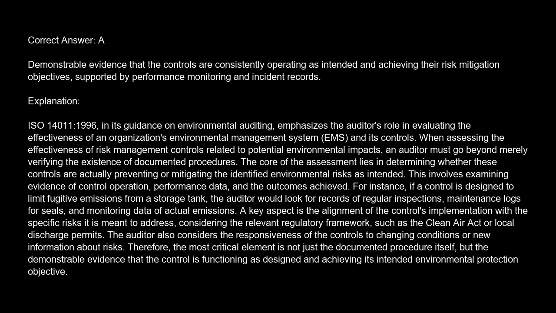A key aspect is the alignment of the control's implementation with the specific risks it is meant to address, considering the relevant regulatory framework, such as the Clean Air Act or local discharge permits. The auditor also considers the responsiveness of the controls to changing conditions or new information about risks. Therefore, the most critical element is not just the documented procedure itself, but the demonstrable evidence that the control is functioning as designed and achieving its intended environmental protection objective.